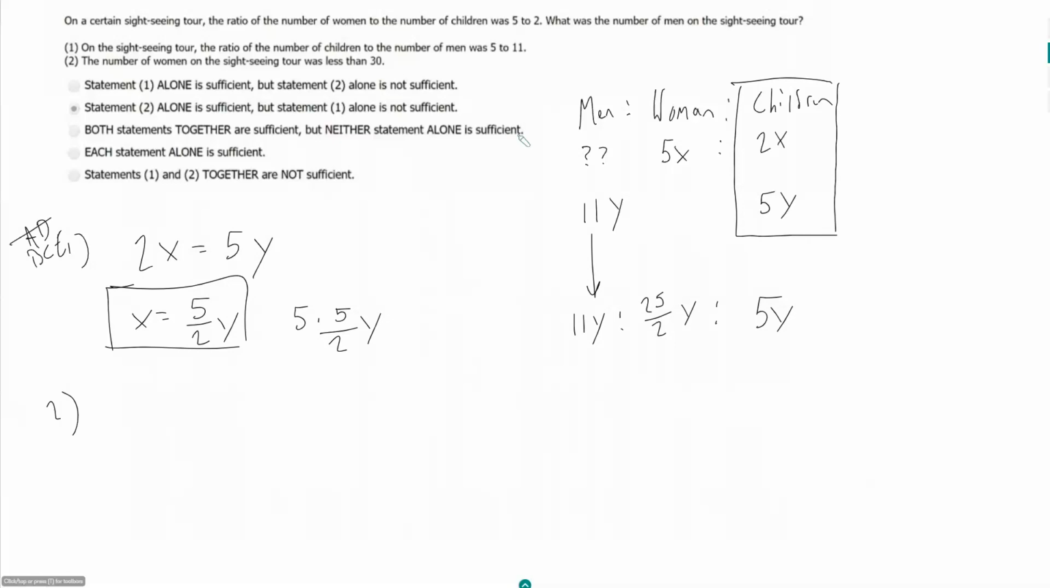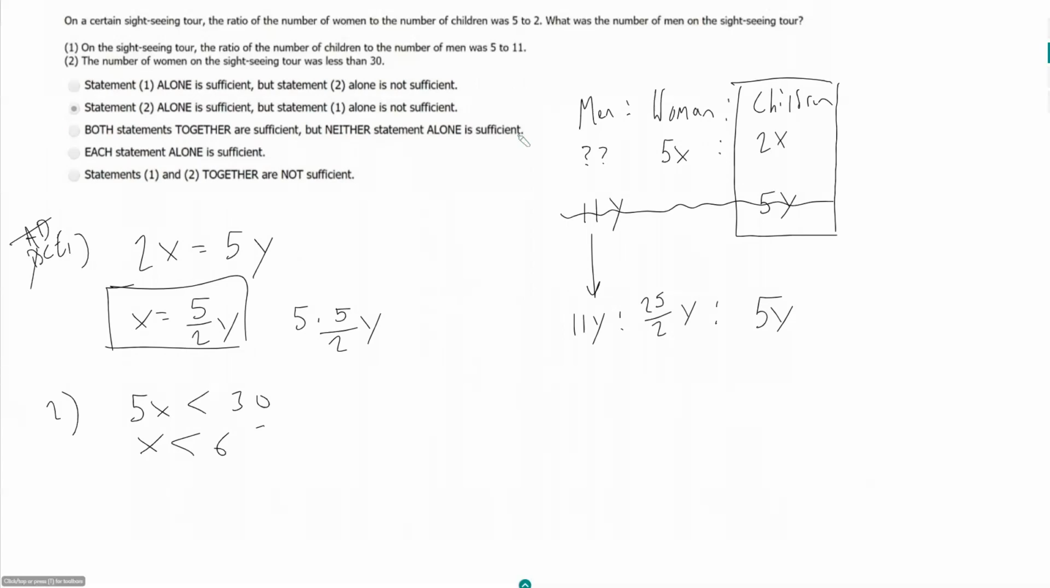Statement 2 says the number of women on the sightseeing tour was less than 30. So what does that mean? So I have 5x women. Remember, we've got to sort of forget about the first statement for now. And so right now we just know 5x is less than 30, which means our x, our multiplier, is less than 6. So there's still plenty of possible values for x, and also we don't know how our men fit into this ratio anyway, so this is definitely going to be insufficient.